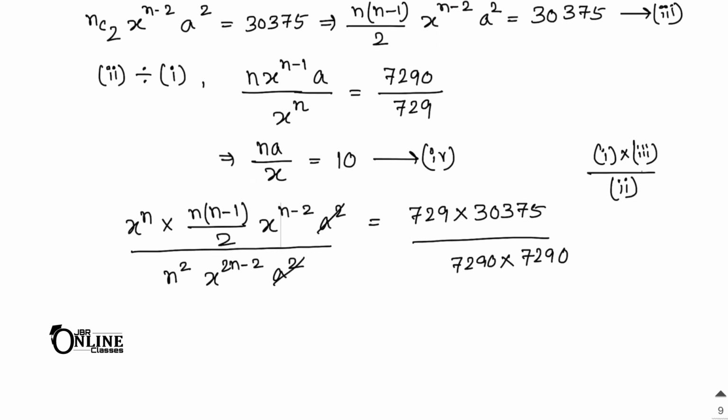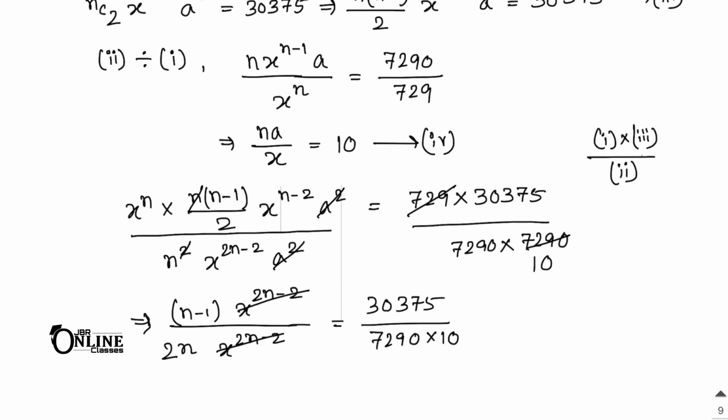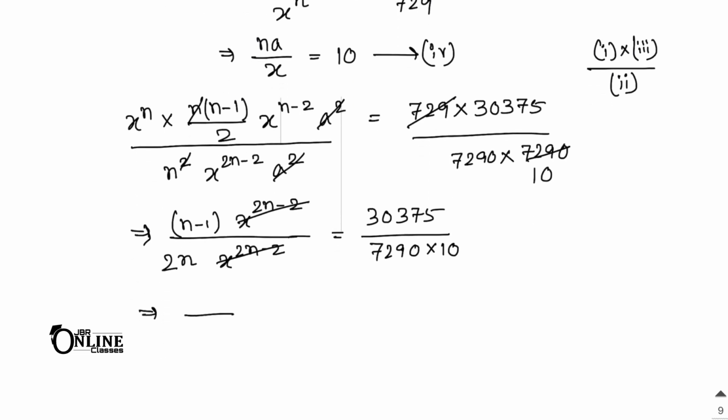So here x square cancels out. Next, n into n minus 1, n cancels with n square, it will be n only. So n minus 1, and x to the power n plus n minus 2 gives 2n minus 2, which cancels with x to the power 2n minus 2. Also a square cancels out, it becomes 10 only. So the upper one will be 30375, and the lower one 7290 into 10. So this portion will also cancel out. So from that you have n minus 1 by 2n.